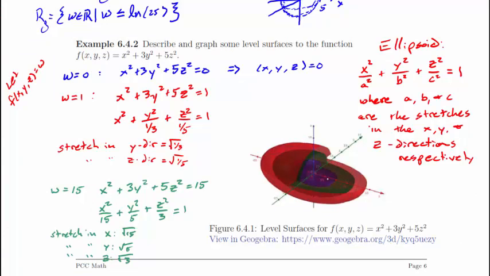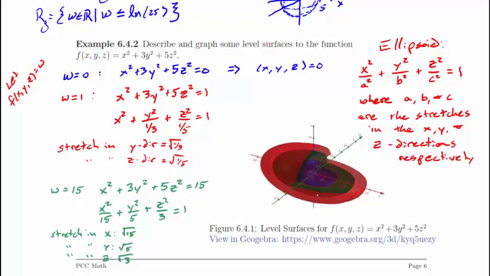So these are giving us the level surfaces for when we're getting our different outputs. This is not the shape of the function. The domain of this function is all of R3, so every point in R3 is going to give us some output. These level surfaces are not the graph of the function. They are simply the graphs of when the function takes on certain outputs.